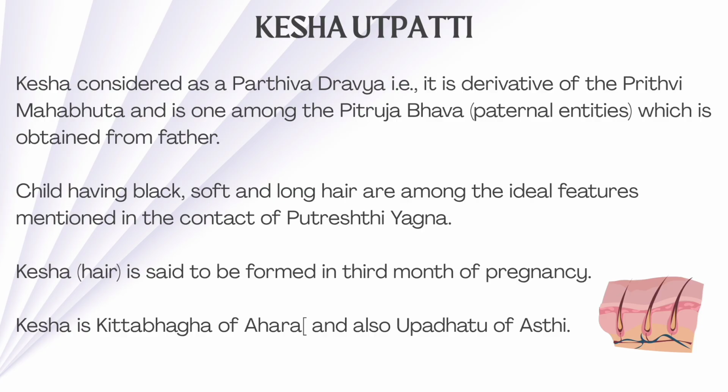It is derived from the Prithvi Mahabhuta and is one among the Pitruja Bhava, which is obtained from the father. A child having black, soft, long hair is among the ideal features mentioned in the context of Putreshti Yajna. Kesha is considered to be formed in the 3rd month of pregnancy. Kesha is the Kitta Bhaga of Ahara and an Upadhatu of Asti.